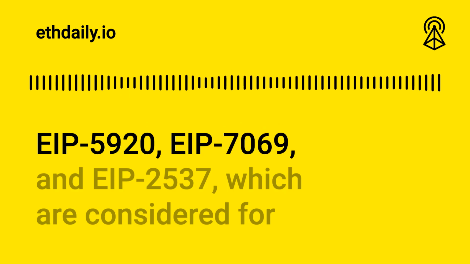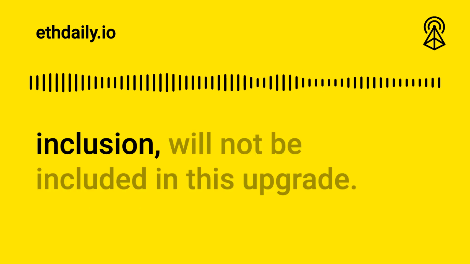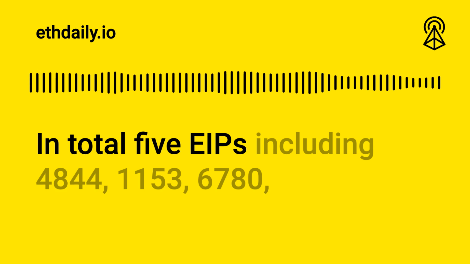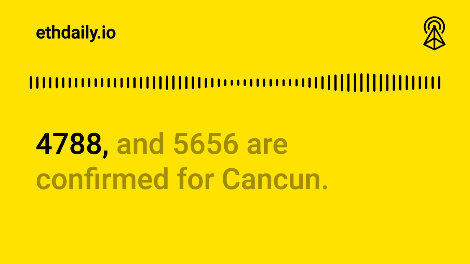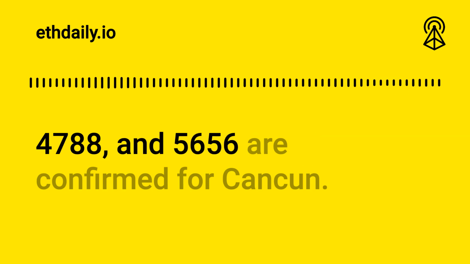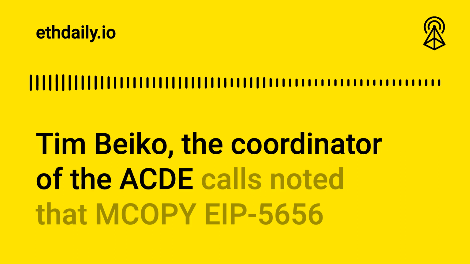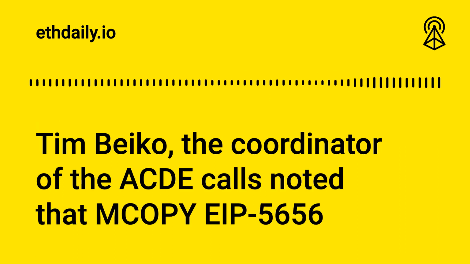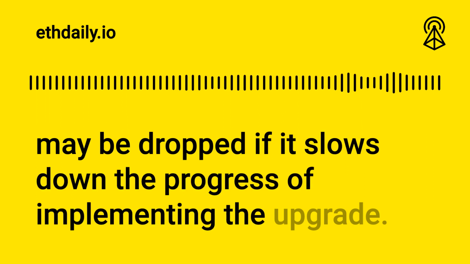EIP-5920, EIP-7069, and EIP-2537, which were considered for inclusion, will not be included in this upgrade. In total, 5 EIPs, including 4844, 1153, 6780, 4788, and 5656, are confirmed for Cancun. Taiko, the coordinator of the All-Core Devs execution layer calls, noted that mcopy EIP-5656 may be dropped if it slows down the progress of implementing the upgrade.